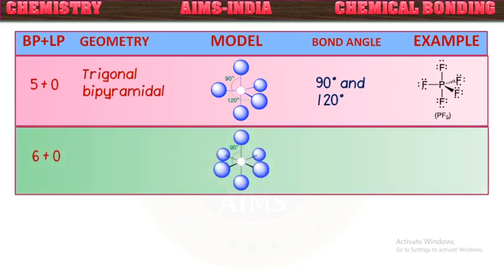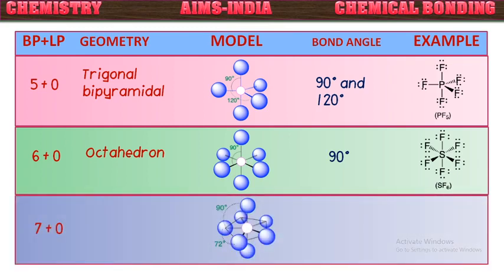Next, let us see molecules with 6 bond pairs and no lone pairs. So here, 4 atoms will be in the same plane along with the central atom, and one will be above the plane and one will be below the plane. This kind of structure is known as octahedral structure, and the bond angle between the atoms will be 90 degrees. An example for this kind of molecules is SF6, sulfur hexafluoride.